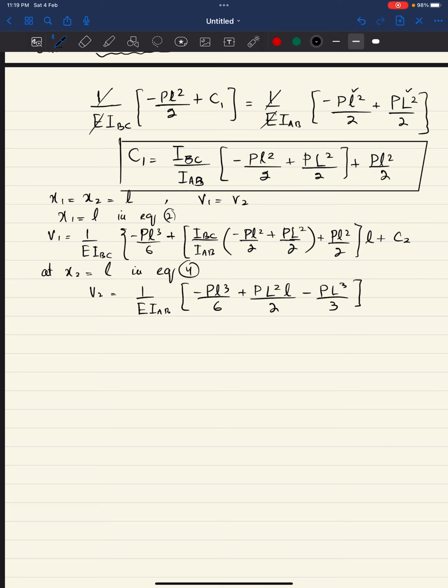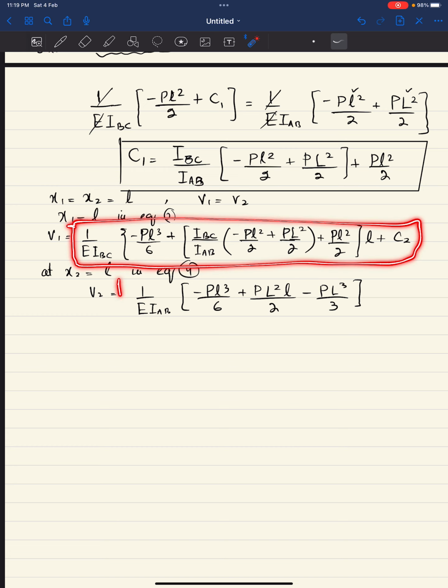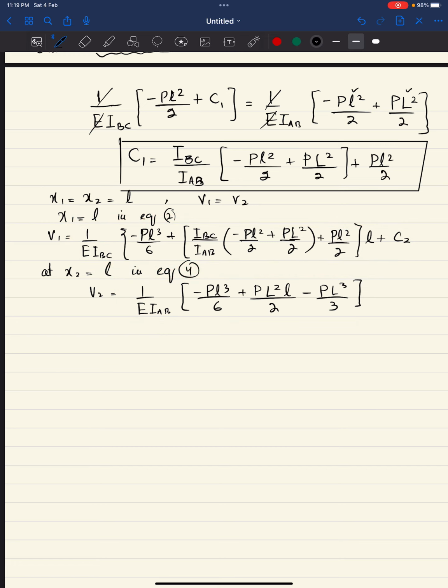So equate this equation: V1 is this one and V2 is this one. You have to equate these two, so you will get C2 as well. So I will equate this, V1 is equal to V2.